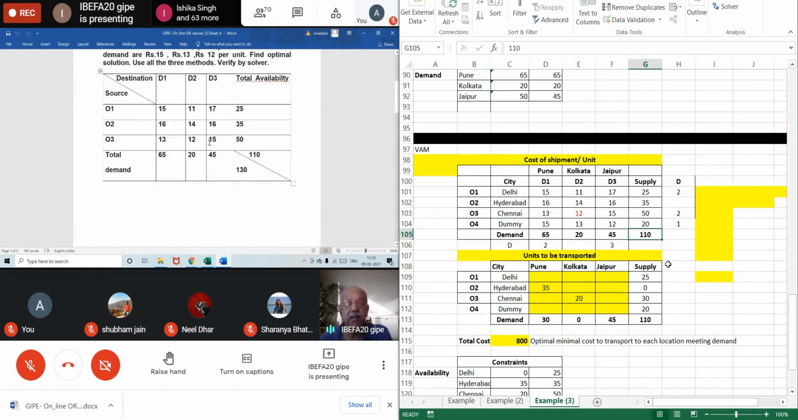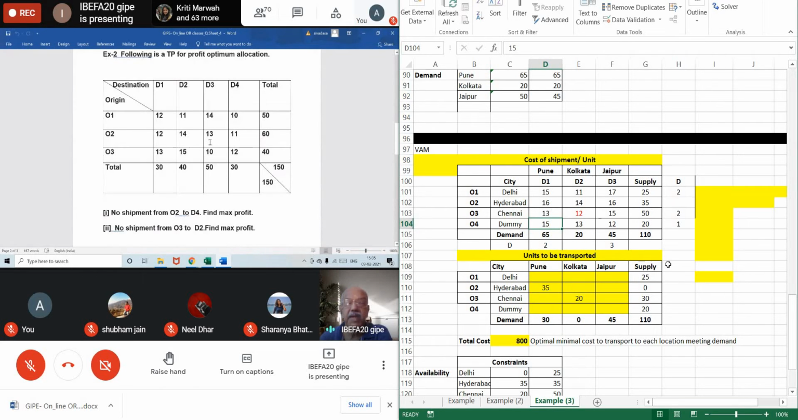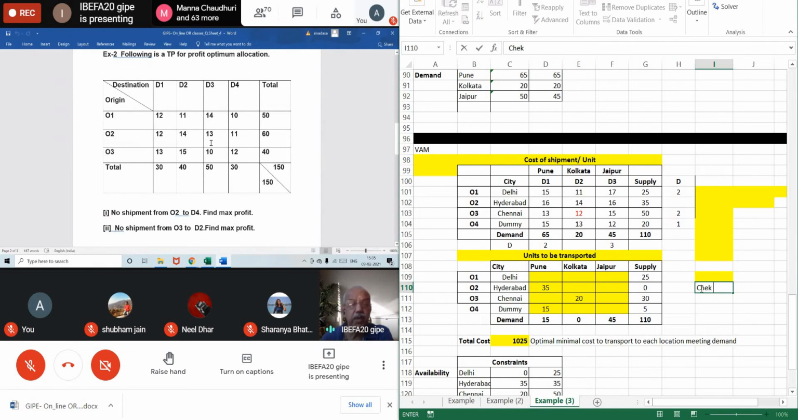Let us go to a bigger one. It is balanced. Find out the maximum profit. First, O2 to D4 no shipment, find the maximum profit. O3 to D2 no shipment, find the maximum profit. Do it.